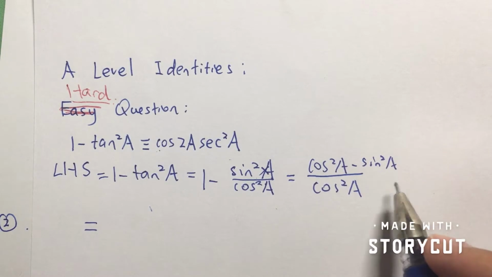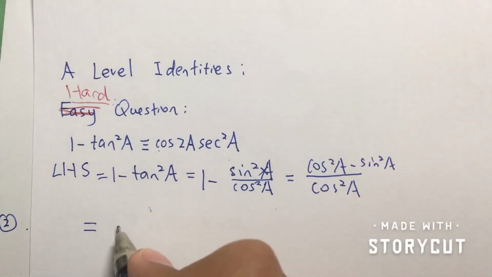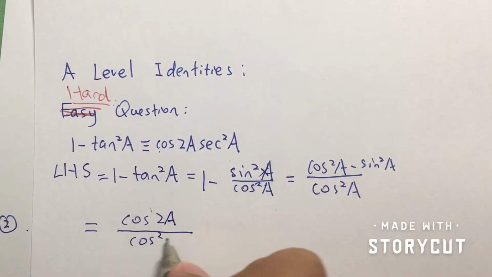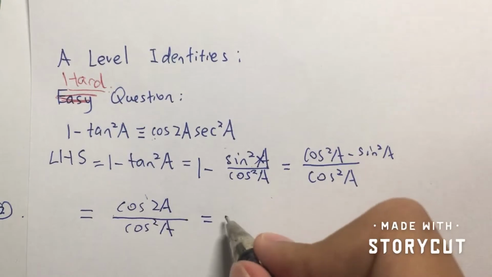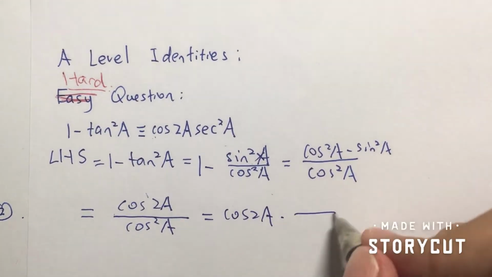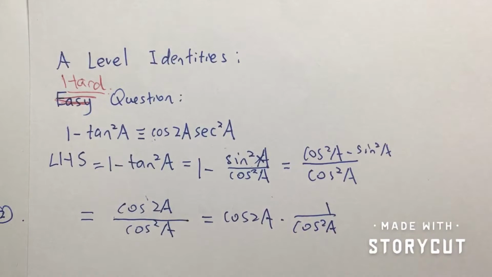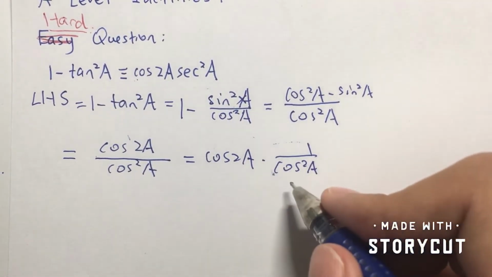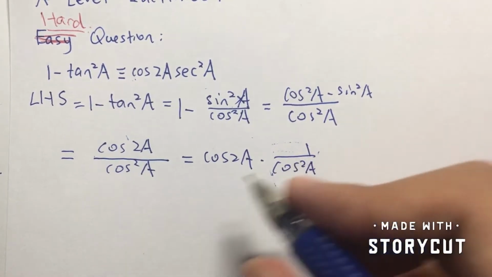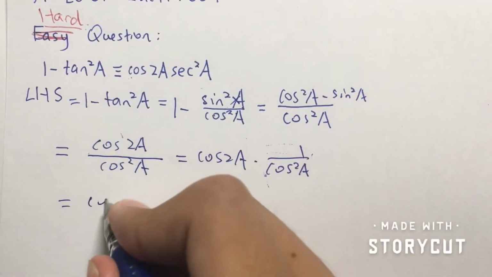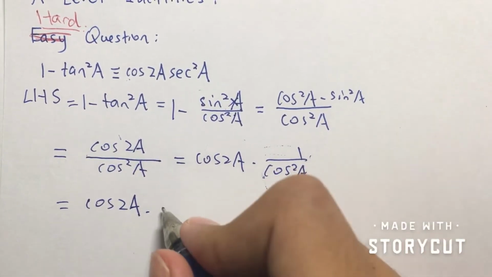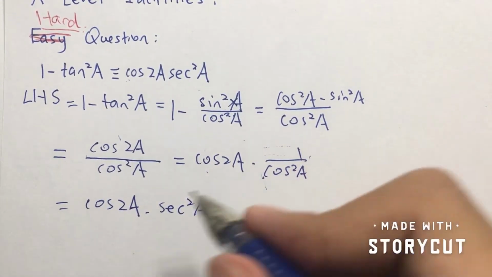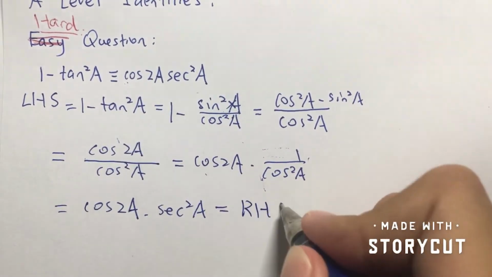And because we know the double angle formula, cosine squared a minus sine squared a is equal to cosine 2a, so this is equal to cosine 2a over cosine squared a. And this is equal to cosine 2a times 1 over cosine squared a. Because of this, we know that this is equal to secant squared a, which means that this is equal to cosine 2a times secant squared a, and this is equal to the right hand side.